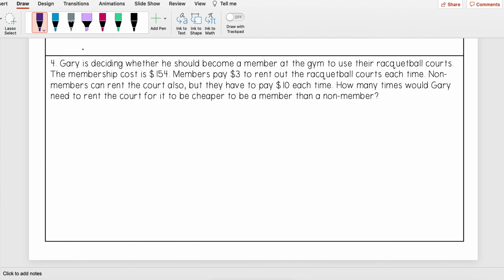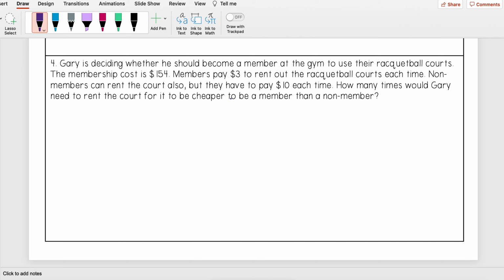Okay, this last one says that Gary's deciding whether he should become a member at the gym to use the racquetball courts. The membership cost is $154. Members pay $3 to rent out the racquetball courts each time. Non-members can rent the court also, but they have to pay $10 each time. How many times would Gary need to rent the court for it to be cheaper to be a member than a non-member?